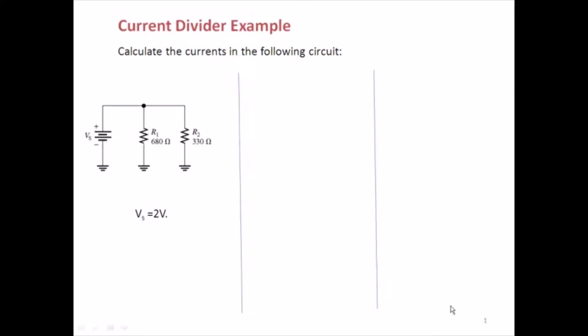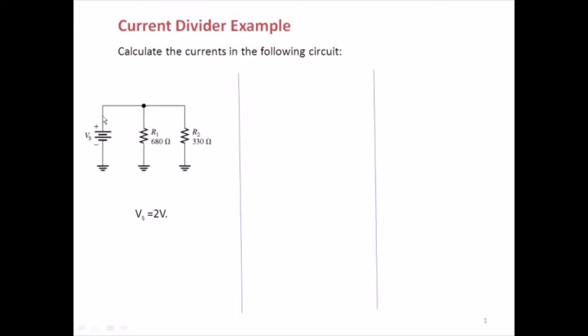In this tutorial, we are going to calculate the currents for this circuit. As you can see, this circuit consists of a voltage supply, Vs, that is connected to two resistors, R1 and R2. R1 and R2 are connected in parallel in this circuit.